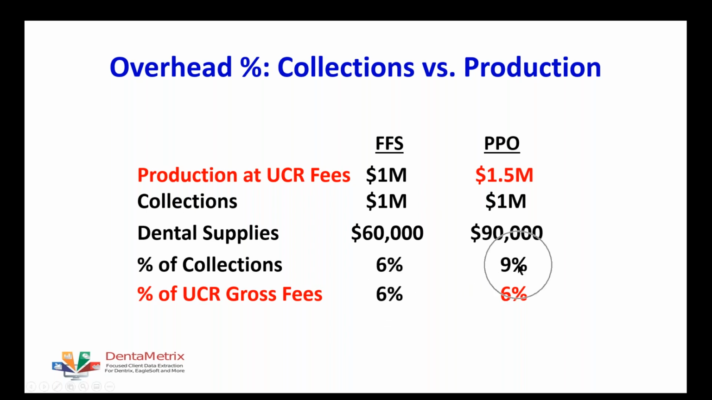But if you and your accountant sit down and budget 9%, there's a great sigh of relief. You're not overspending. It's just based upon the peculiarity of your math and the fact that you have a huge difference between your production at standard fees and collections.